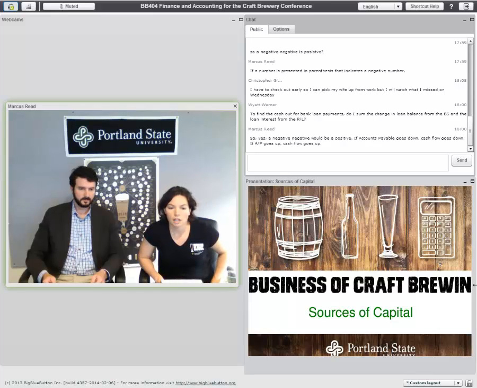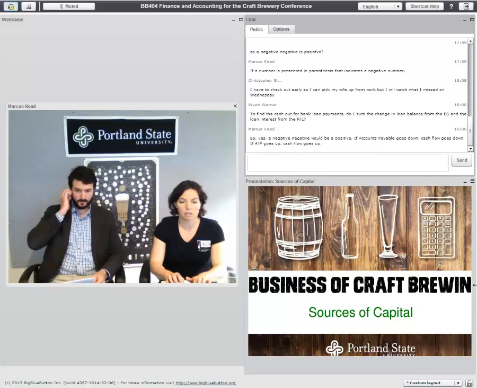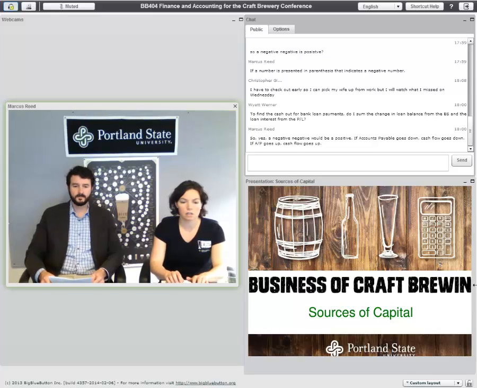And the cash out for the bank loan payments, do I sum the change in the loan balance from the balance sheet and the loan interest? No, loan principal is treated differently than loan interest. Loan interest is an expense that lives on the P&L.